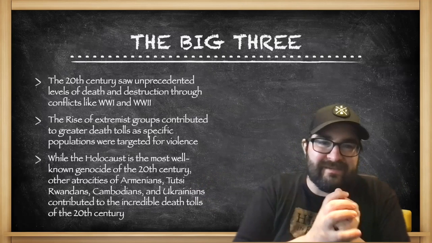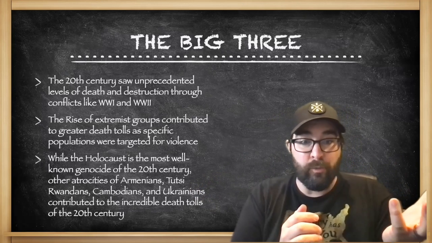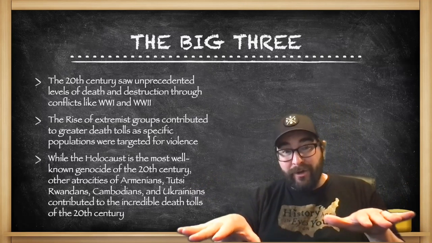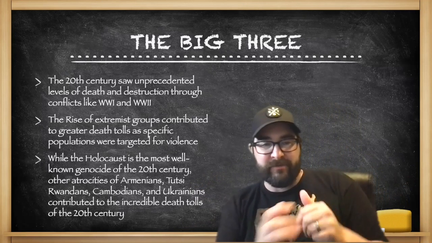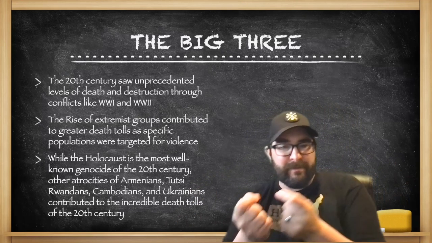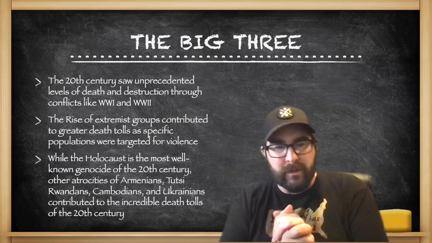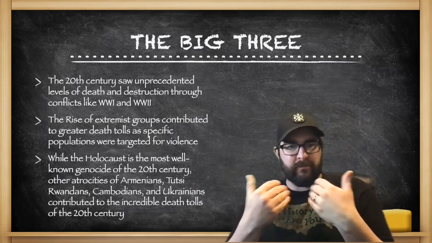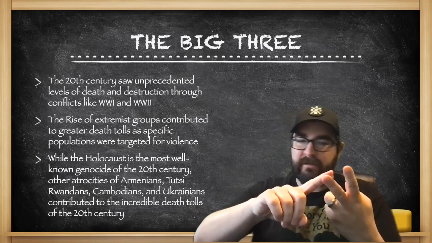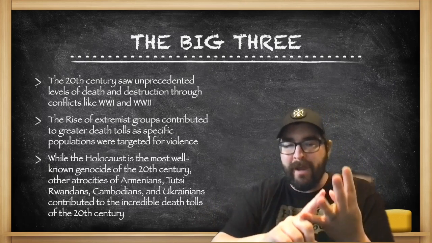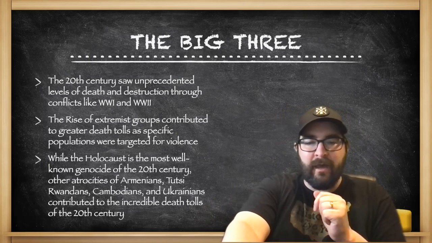So what do we want to take from this? The 20th century sees unprecedented levels of death and destruction through conflicts like World War I and World War II. But that was not all. We've got the rise of extremist groups that contribute to even greater death tolls, as often specific populations were targeted for violence. And while the Holocaust is the most well-known genocide of the 20th century to us Americans, other atrocities of Armenians and Tutsi Rwandans and Cambodians and Ukrainians will contribute to this incredible death toll that we see throughout the 20th century.